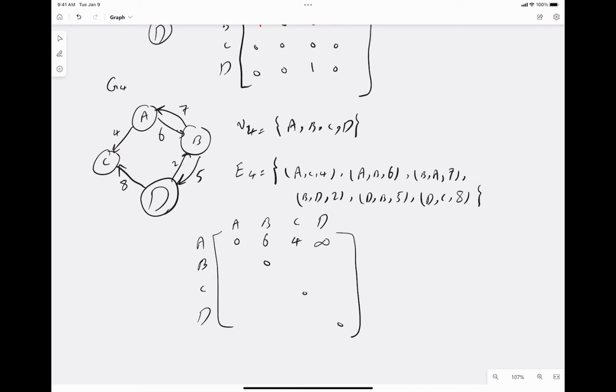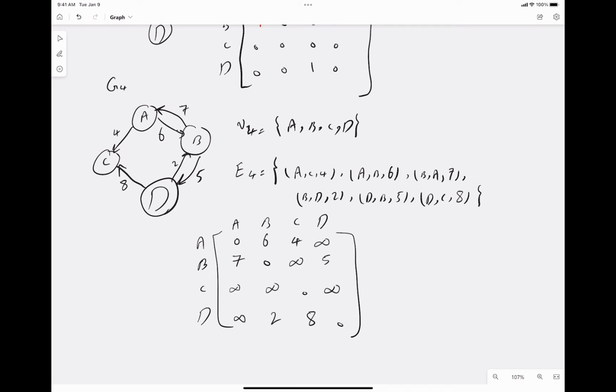So B to A, as we see here, the cost or the weight is 7. B to C, there is no edge, so we're going to put infinity. And from B to D, the weight is 5. From C, there is no connection to any other node, so we're going to put infinity for all of them, as you see here. And for D, there is an edge to C with the weight of 8, and D to B with the weight of 2, and there's no edge from D to A, so we're going to put infinity for this one.